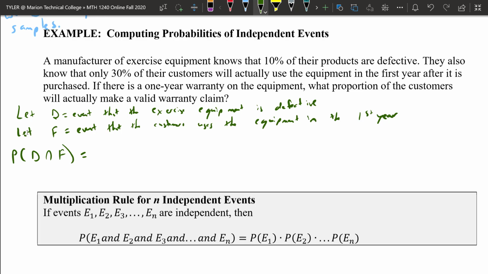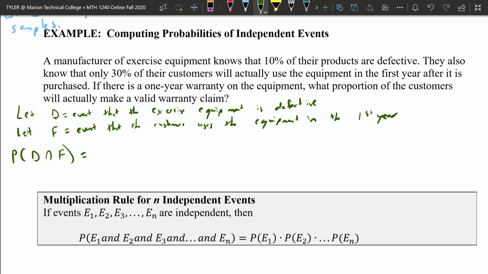Because in order for someone to make a valid warranty claim, the things that have to happen are, A, your exercise equipment has to be defective, and you have to actually use the equipment to know that it's defective. So both of those things have to be true in order for you to make a valid warranty claim. So we're saying the probability of D and F happening.